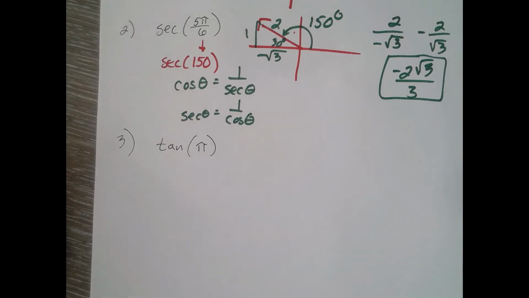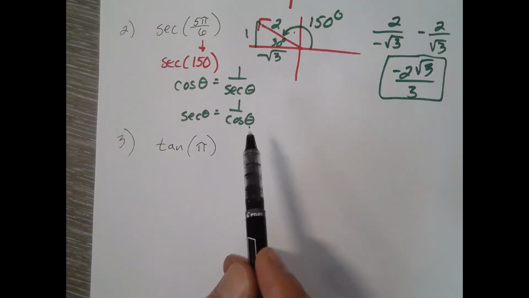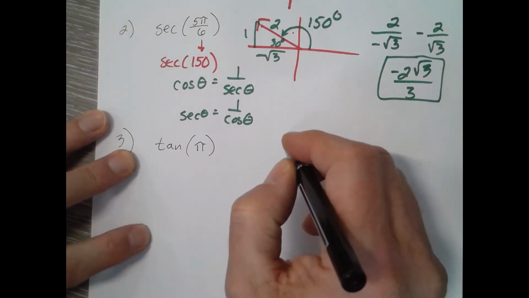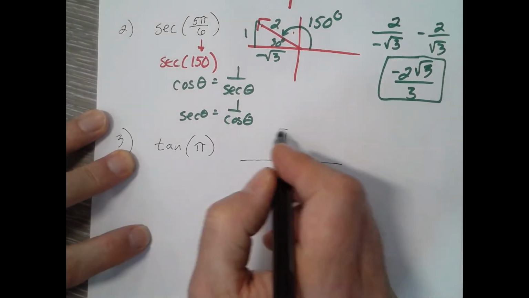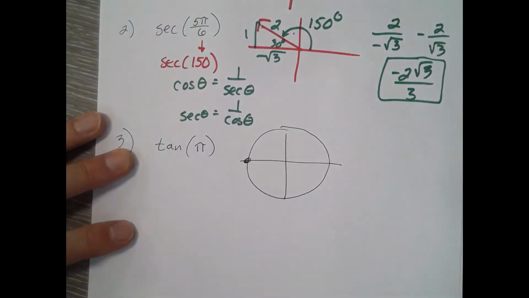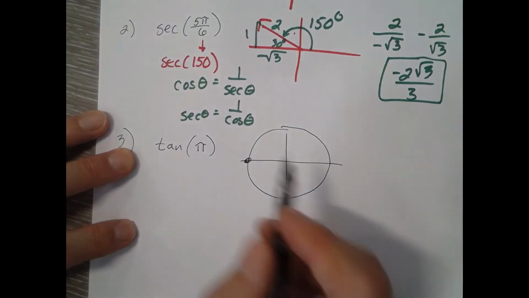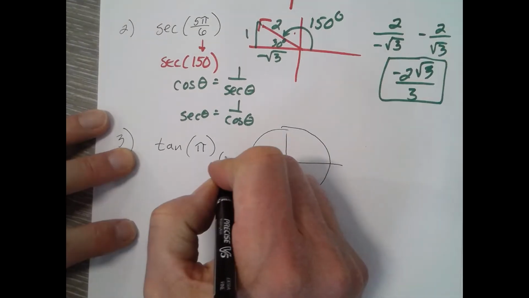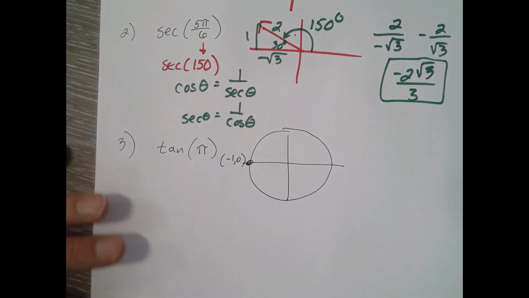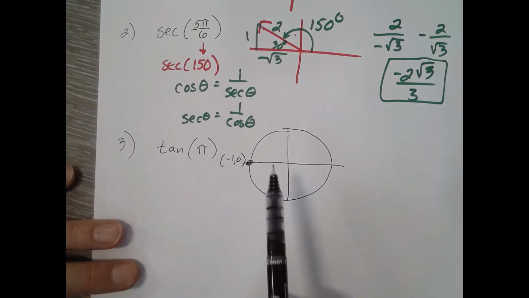A lot of you, the ones that had their hands up, you remember how to do it. So this is a unit circle problem. We're not going to draw a triangle. Pi is 180 degrees. So 180 degrees is right over here. We're looking for the ordered pair that occurs at pi, which is 180 degrees. That's negative 1 comma 0. Okay, so then that's part of it. How do I figure out what the tangent is?